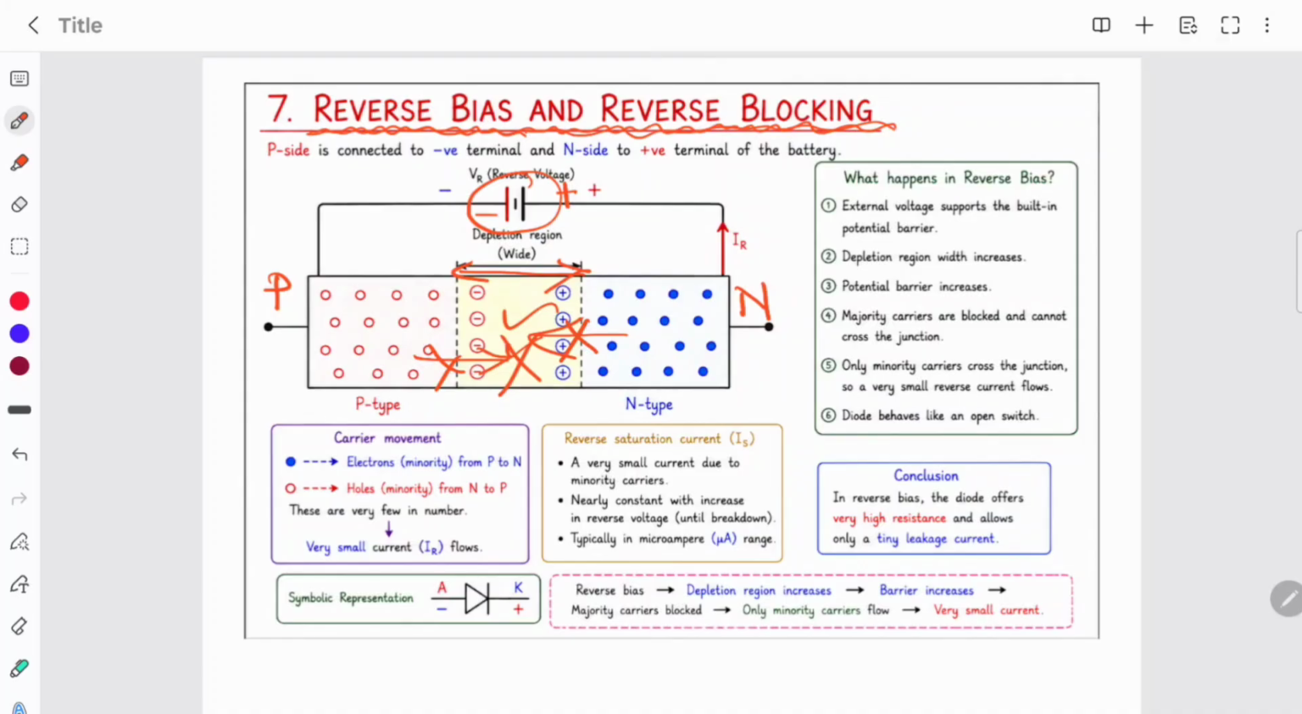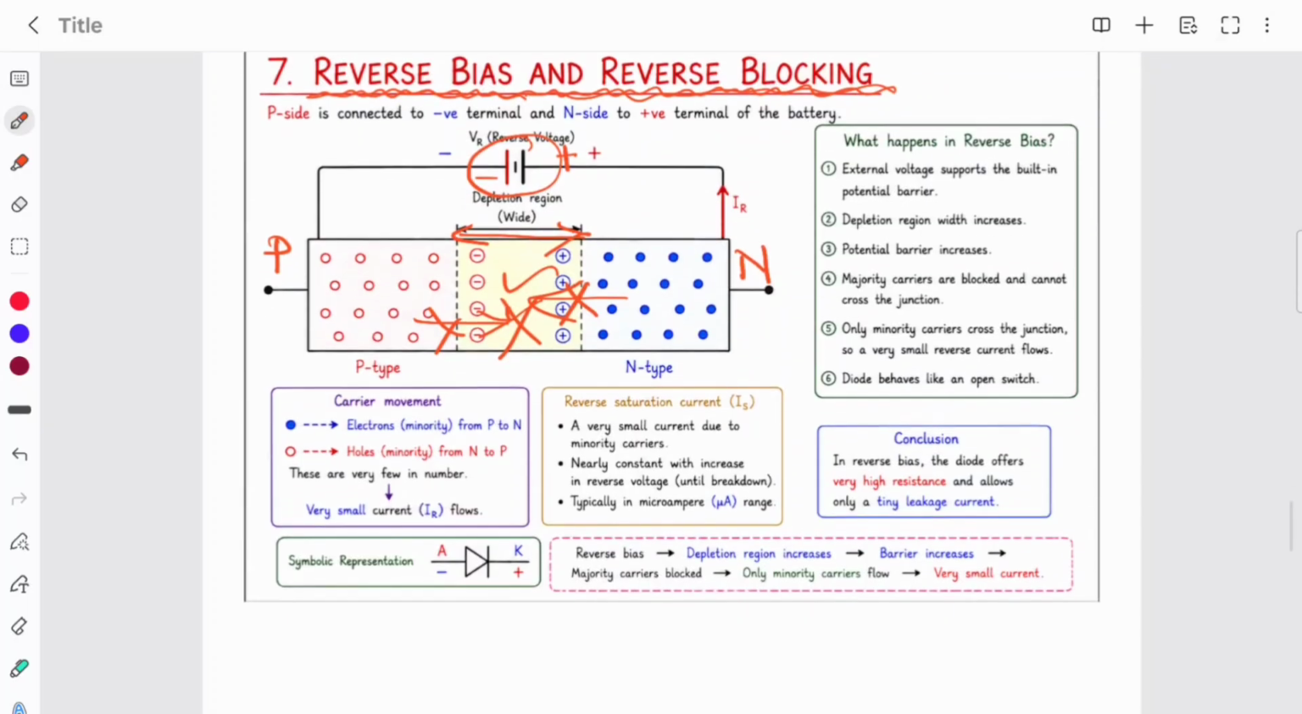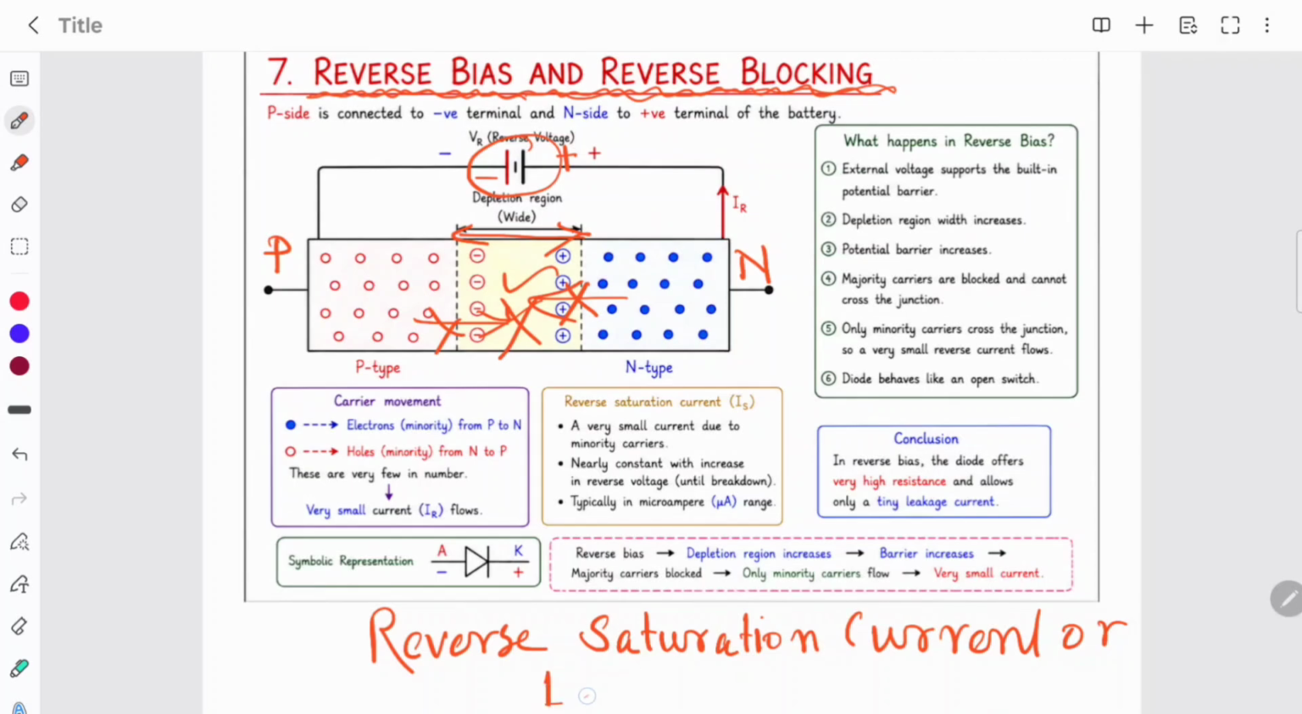Although the diode blocks the majority carrier conduction, a very small current exists, and this is called the reverse saturation current or leakage current. The current is mainly associated with the minority carriers. So therefore, in reverse bias, a large current does not normally flow. The diode now behaves approximately like an open switch.